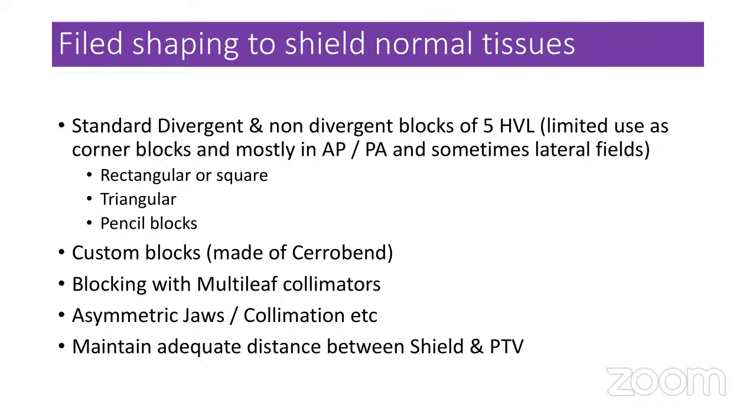Sometimes they used to be used in shielding the eye. Custom blocks, when it is a more irregular shape, are made of cerrobend, which you can design, and of course multi-leaf collimator if it is possible on the machine that the patient is being treated on. How fine the shielding would be depends on the width of the leaf. Asymmetric jaws, collimation, all these things. Very important that you maintain adequate distance between the shield and the surface of the patient, because otherwise the skin surface dose will increase. Also remember that beyond a certain depth, the shielding effect, because of the scatter, becomes less effective.